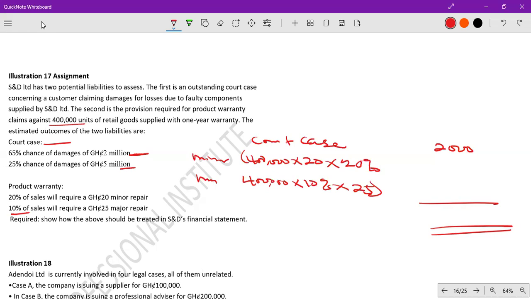Yeah, please, can you come again with the court case? The court case should be recognized on the best estimate of the outcome. You cannot say that we have two damages. One is a 25% chance of the damage being paid, and one is 65%. So this one is remote, below the threshold. It's not probable. But this one is probable. This one is possible. This one should be disclosed. This one should be recognized.